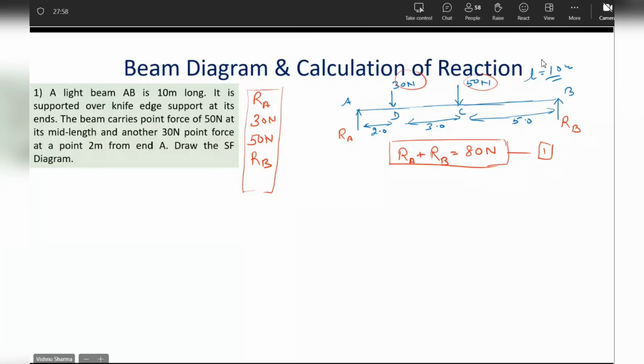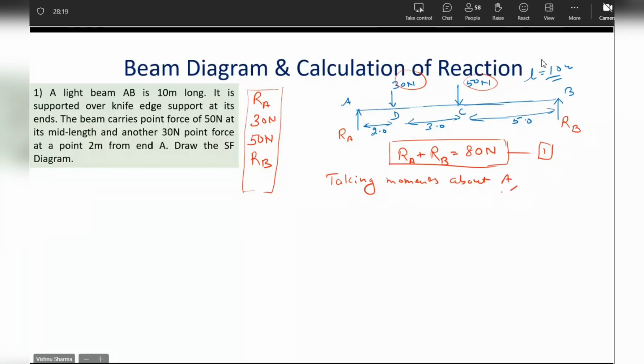So let us take moments about A. Why have I chosen A? Not because it is the left hand. No, please don't misunderstand me. I have chosen A because it is one of the supports. Taking moments about A.